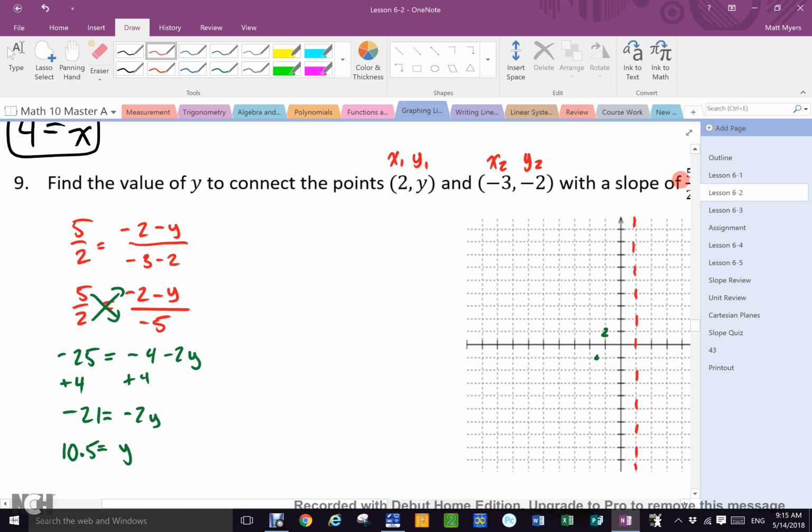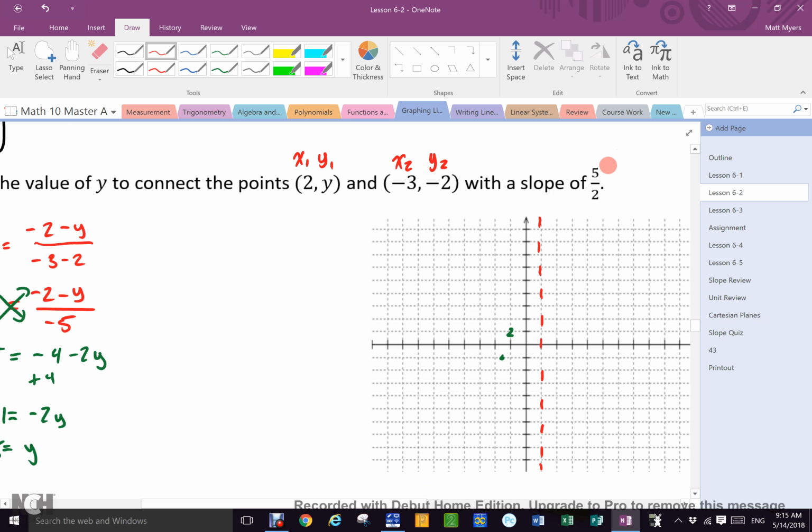And I got a slope of 5/2. 5/2 makes it difficult, doesn't it? Because each square is worth 2 points. So 5/2 is yucky. But can I do 10/4? Then it's easy, isn't it? How do I go up 10? What's 1 square worth? 2. 2, 4, 6, 8, 10. Yes? And 4 right. How far is that?